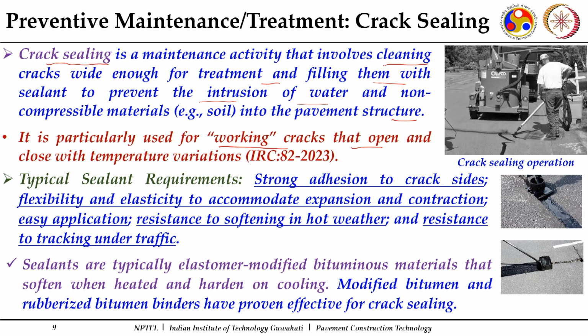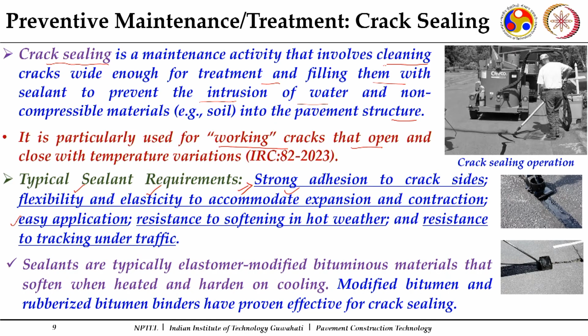What we expect from any crack sealant is strong adhesion to the crack sides. It should show good adhesion, so that there is no separation of the sealant from the adjacent material. Flexibility and elasticity to accommodate expansion and contraction, because during cold weather there may be some shrinkage, and a slight expansion in hot weather. So, the sealant should be flexible and elastic enough to accommodate a small amount of expansion and contraction.